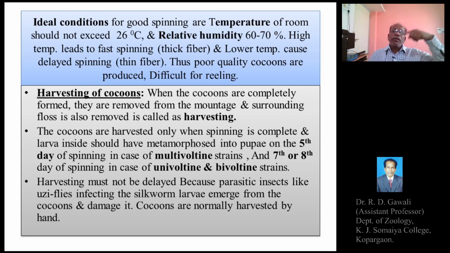So whatever undesired floss or silk threads are present around, that is also removed. Only the uniform cocoons are harvested. So while harvesting, when the cocoons are completely formed, they are removed or collected from the mountage and the surrounding floss is also removed, and this is called harvesting.